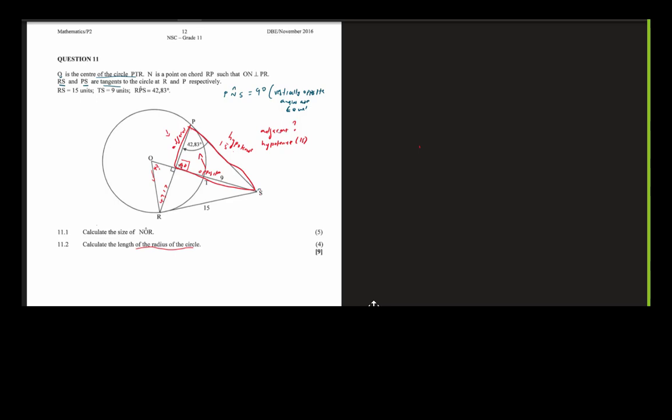Remember, the trig definition of cos is adjacent over hypotenuse. Now you say cos of our angle. Our angle is 42,83. Our reference angle is 42,83. So you say cos 42,83 equals adjacent over hypotenuse, over 15. You now say 15 times cos 42,83.